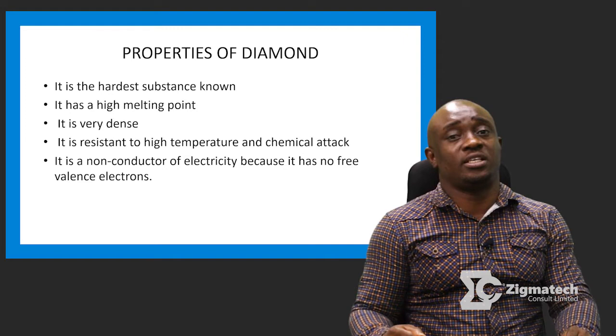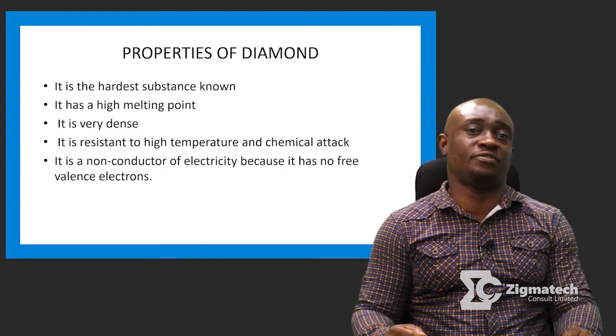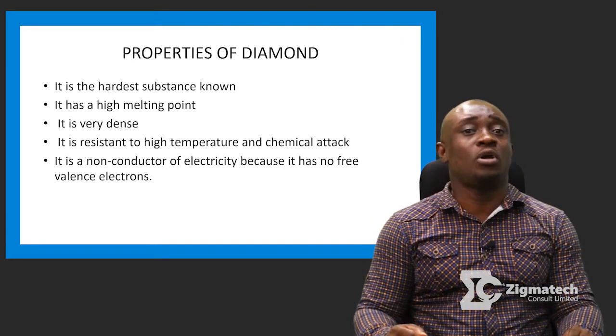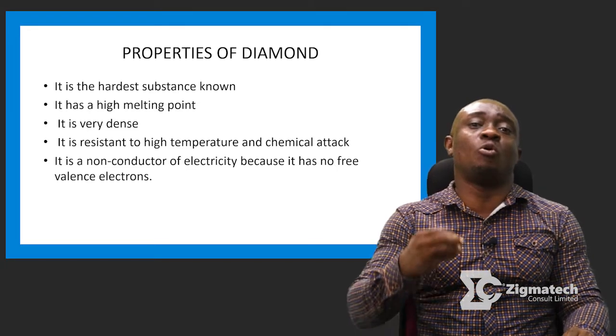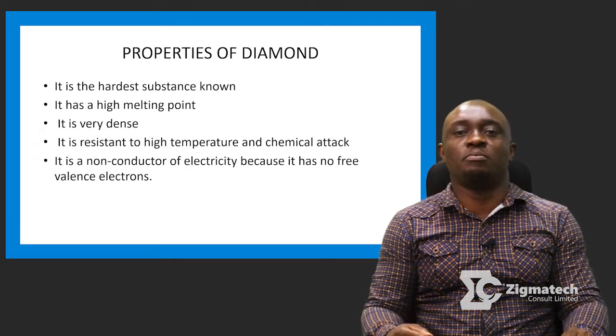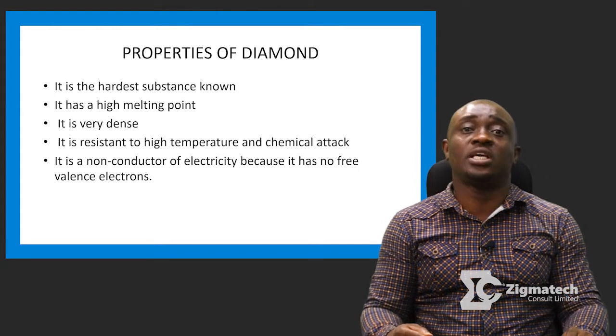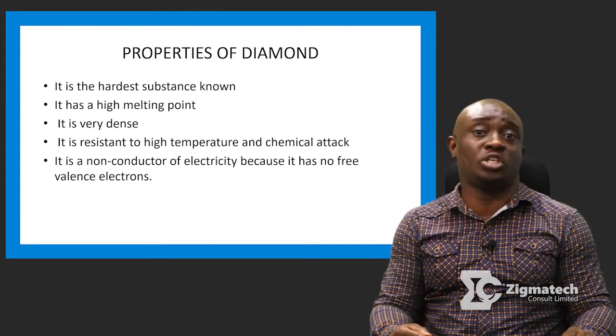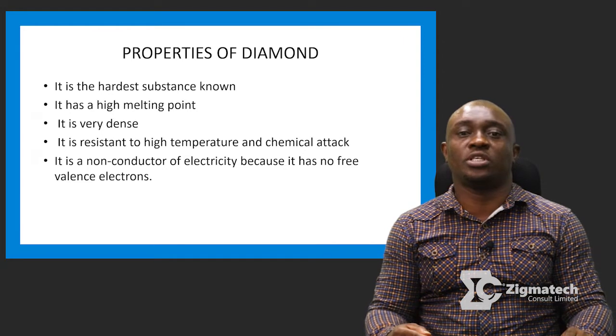Then number four is that it is resistant to higher temperature and chemical attack. Because it is the hardest substance, it has a higher resistivity. It does not allow chemicals to attack it or wear it down easily. So it can be used in most of the supporting instruments in high-end equipment, like machines used in the manufacturing industry.